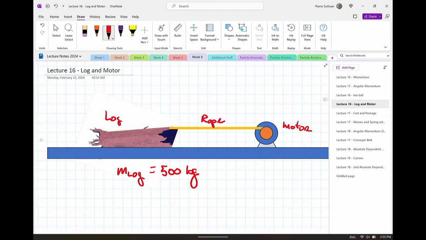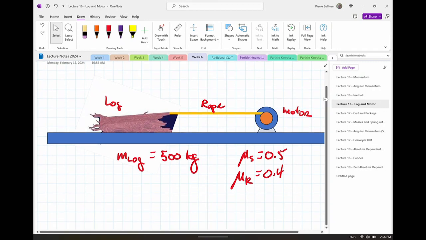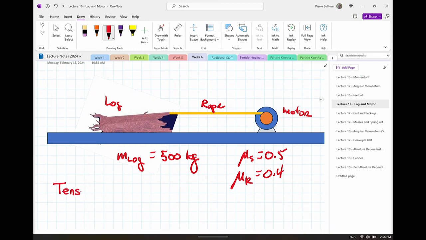So I have a mass of the log of 500 kilograms. I'm given mu sub s of 0.5 and mu sub k equal to 0.4. So now I know pretty quickly that this problem will require me to sort of solve through for the free body diagram to determine when slip is going to occur. You're also given a diagram for the tension in the cable, or in the rope.